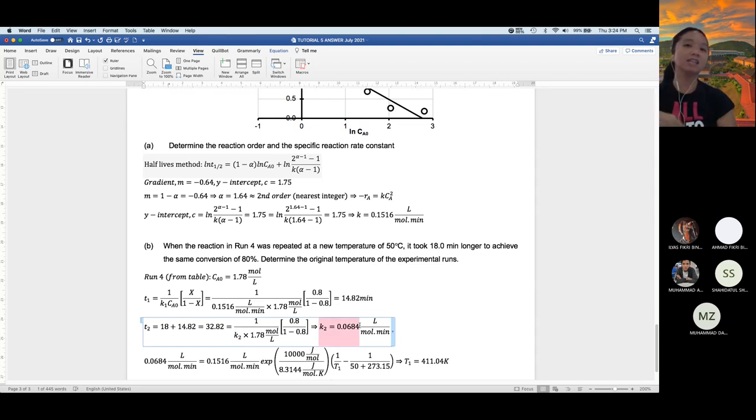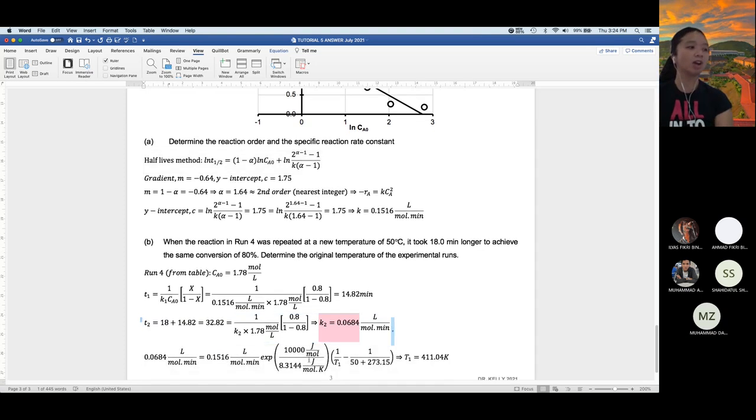Okay, so tadi ingat kan kita nak cari T1, kita kena tahu K1, K2, T2. Tadi masalah kita dah tahu K1, kita dah tahu T2, kita tak tahu K2. Lepas tu kita menggunakan maklumat yang diberi, masa tindak balas tu untuk kita mendapatkan K2. So now you get K2, K1, T2.